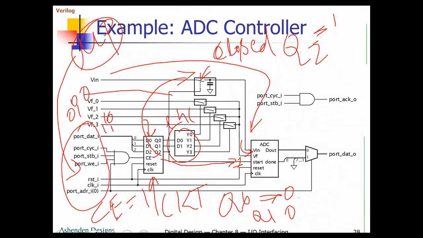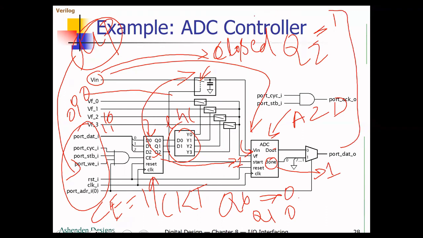ADC. So the ADC starts doing the conversion of the analog input to the digital value. Once the done bit is 1, the data out is given back to the processor. Very simple circuit. So if the done bit is 1, the data out is given to the processor.